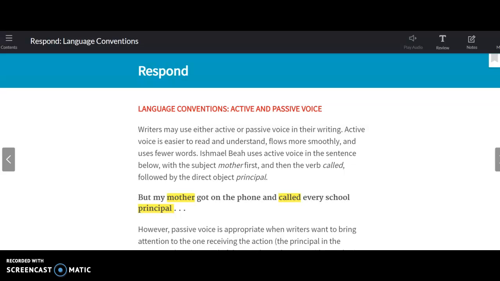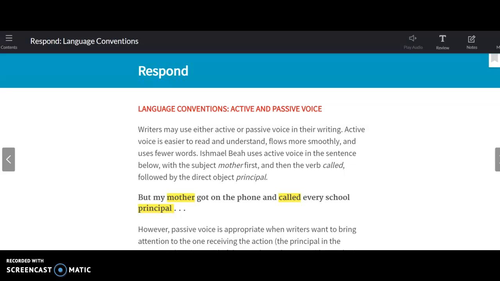Hey everyone. So today we're going to look at language conventions. So some grammar writing type things related to unusual normality, the same essay that we've been working with now for what, a week and a half. So today we're going to talk about active voice and passive voice.